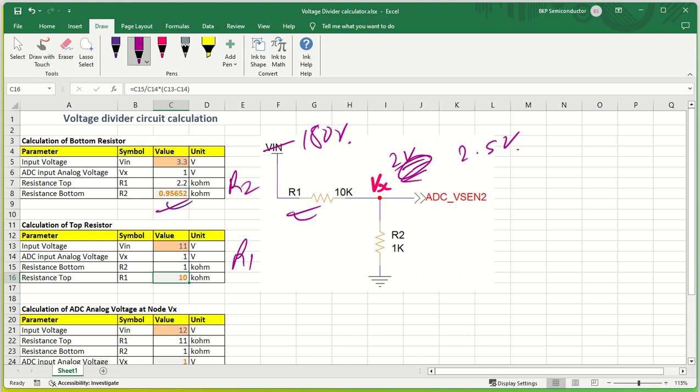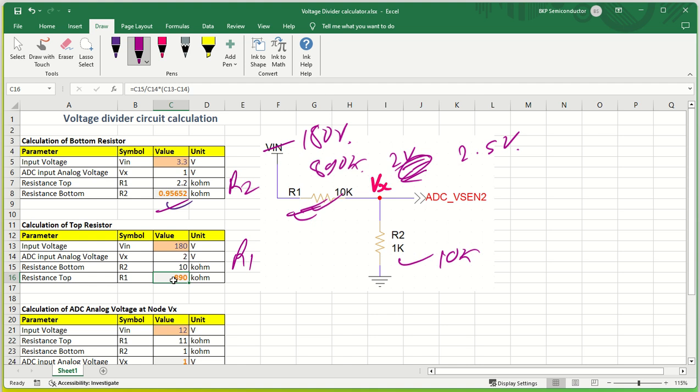So if you want to keep 2 volt, what will happen? Let us say my V input is 180 volt and Vx is 2 volt. So can you design a value of R1 and R2 in that case? So what I'll do is, let us say R2 I am going to keep a lower value. Let us say 10 kilo ohm. So in that case R1 will be 890 kilo ohm. So R2 is 10 kilo ohm and R1 is going to be 890 kilo ohm.